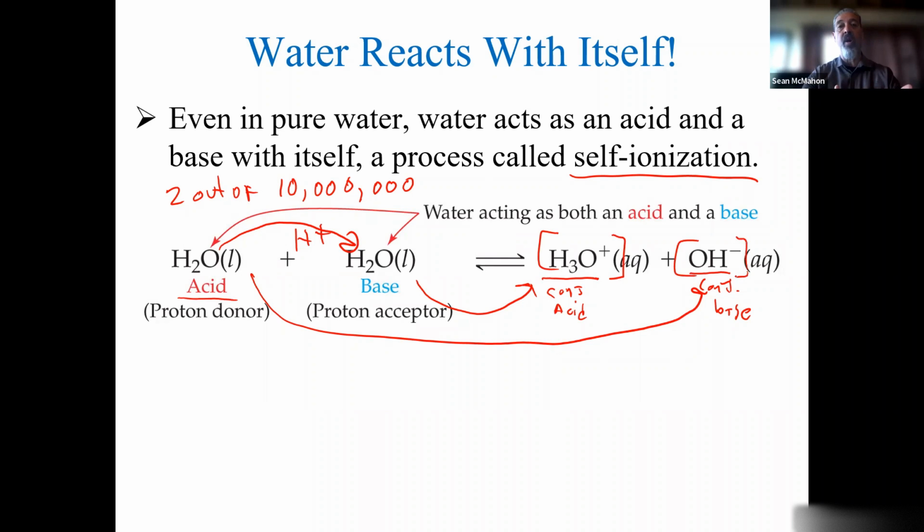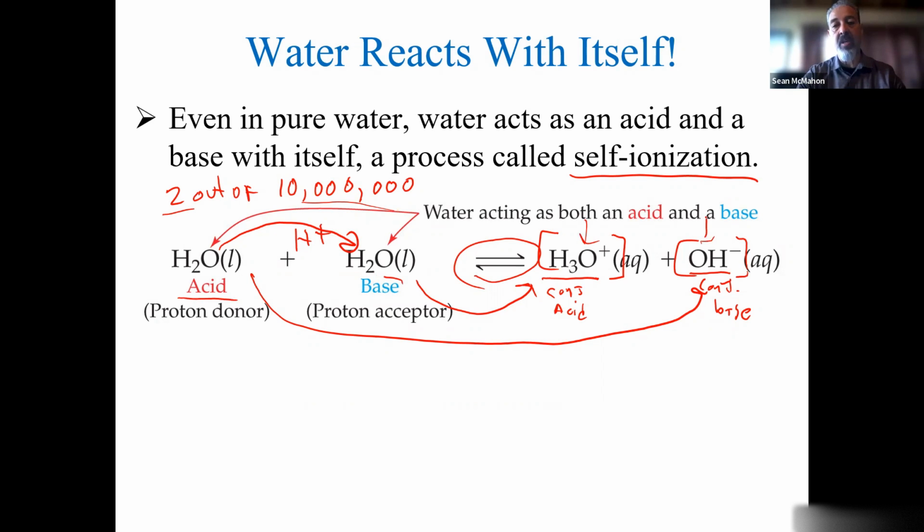Well, if I have pure water, and I know that this is in equilibrium because I have a double arrow, that means I have a forward and reverse reaction. It also means it doesn't happen a lot, right? Mostly in the water, it only happens 2 out of 10 million. So the bulk of water would just be the liquid water molecules. But there is a small fraction of hydronium and hydroxide.